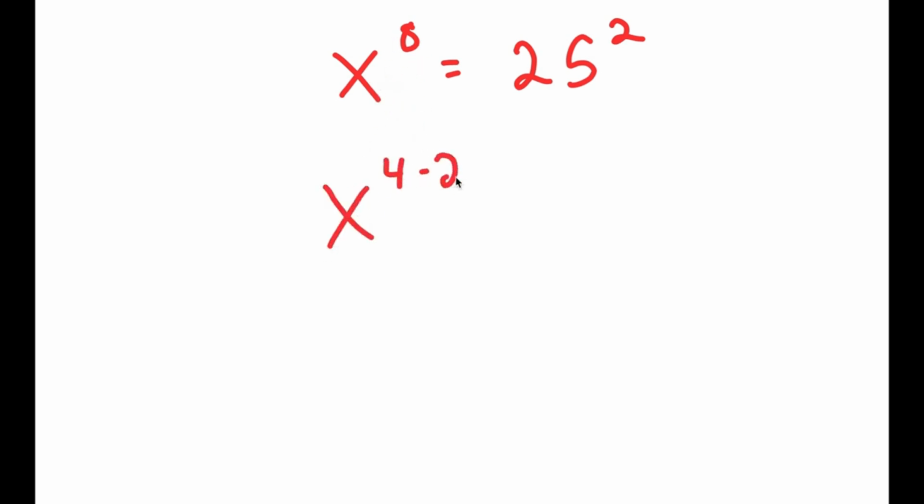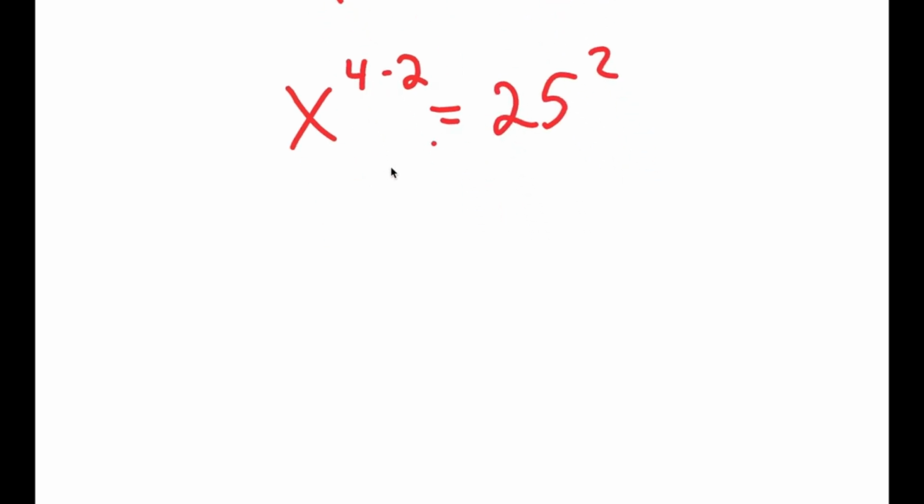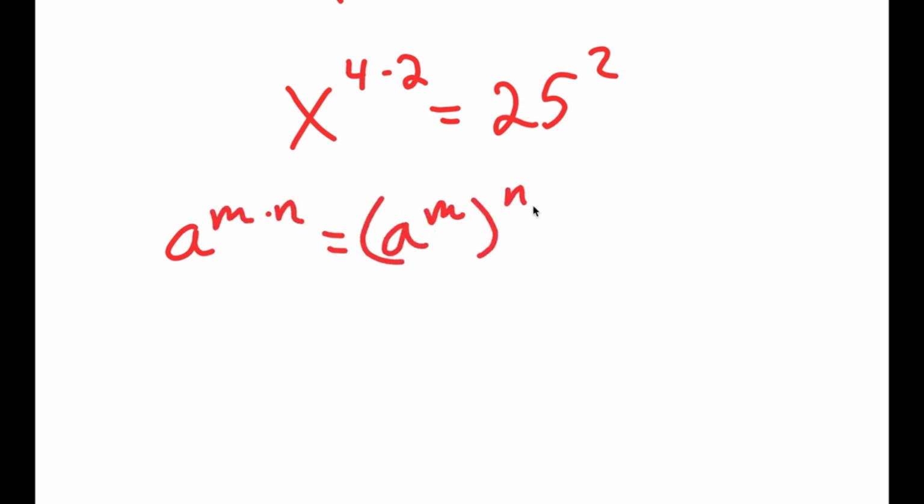Alright, so in this video, I'm going to solve the equation x to the power of 8 is equal to 25 squared. To solve this, I'm going to first rewrite this as x to the power of 4 times 2 is equal to 25 squared. And if I have something in the form a to the power of m times n, this is equal to a to the power of m to the power of n.